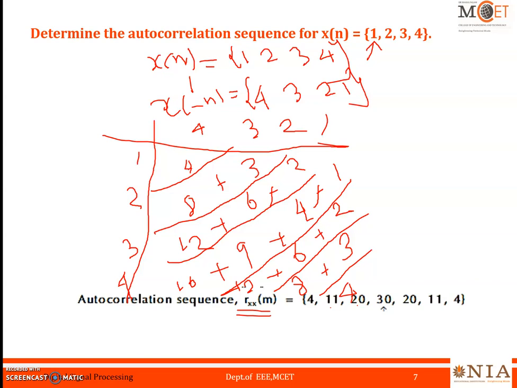Same way, if you're having y of n, then you have to find out for y of n and y of minus n. Some of the problems will ask you to find out the cross correlation between the two sequences, and also they may ask you to find out the autocorrelation of x of n and y of n. So you have to be able to find out the cross correlation as well as the autocorrelation.